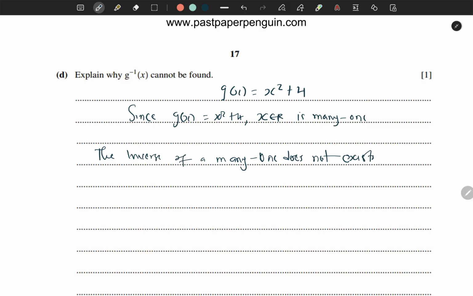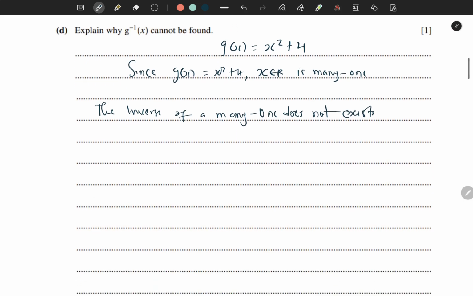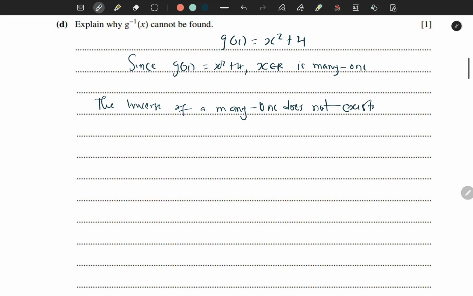Okay, so does not exist. And that is that question. So let's move to the next question. But then again, before we move to the next one, you can actually show this on a graph to let them know that you understand what you are saying.